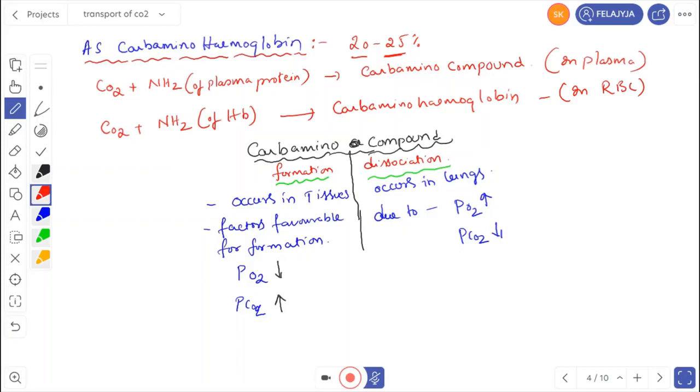So carbon dioxide combines with NH2 of plasma proteins and forms a carbamino compound in plasma. This is in plasma. Then carbon dioxide combines with the amino group of hemoglobin and forms carbamino hemoglobin. So the carbamino hemoglobin is formed in the RBC. Let us see how this carbamino compound is formed. Formation and dissociation: formation occurs in tissues. Factors favorable for formation are low partial pressure of oxygen and high partial pressure of carbon dioxide. Then dissociation occurs in lungs due to high PO2 and low PCO2.